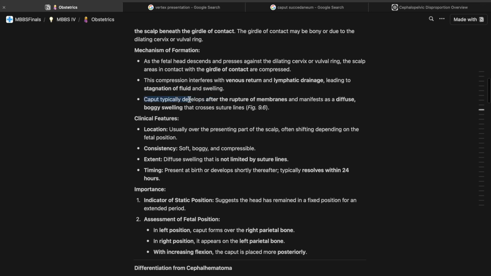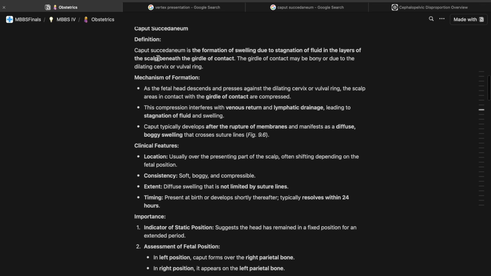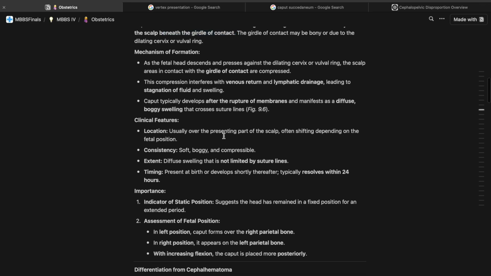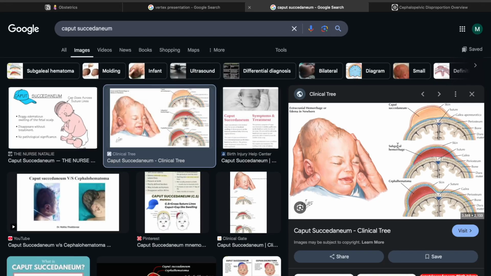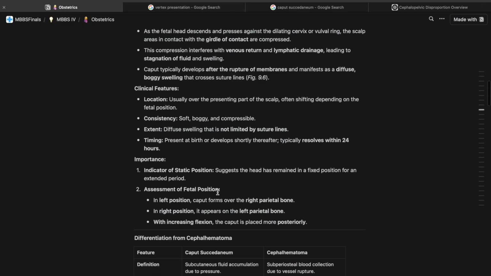So caput typically develops after the rupture of membranes and manifests as a diffuse boggy swelling that crosses the suture lines. It needs to happen beneath the girdle of contact, and that only happens after the membranes are ruptured. So it presents as a diffuse boggy swelling that crosses suture lines. We have seen it already. Here there was a suture, but the swelling is crossing the suture. That is what it means.